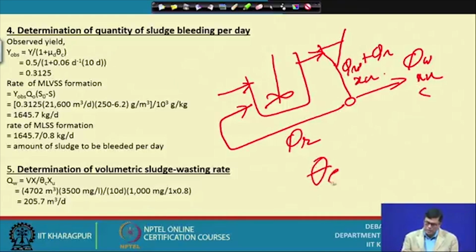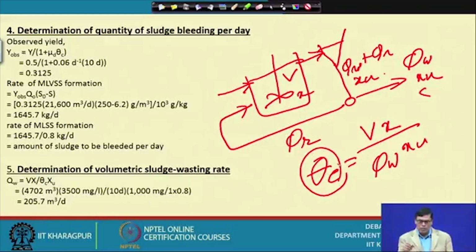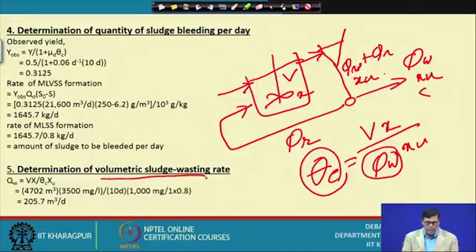Theta c is the solid retention time. You can write it as V into X divided by QW into XU, where V is the volume of the reactor and X is the cell mass. QW into XU is the rate of cell mass wasting from the reactor, and V into X is how much cell mass is present in the reactor. That gives you the solid retention time. Now, in this equation we can easily find QW, the volumetric sludge wasting rate. If you put in all these values, we get 205.7 cubic meter per day.